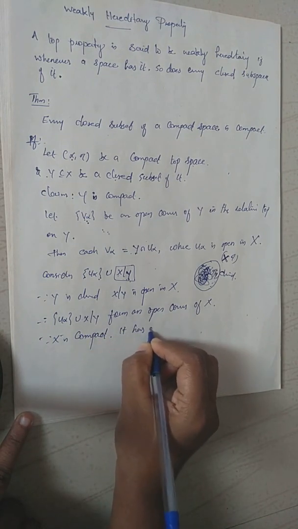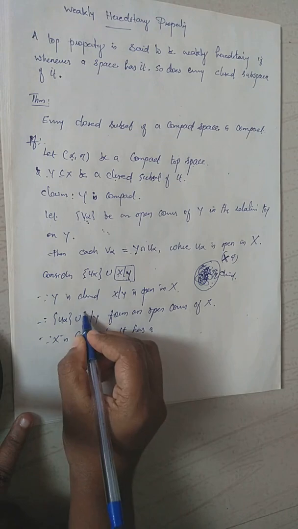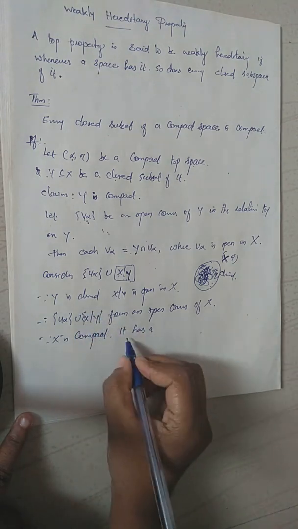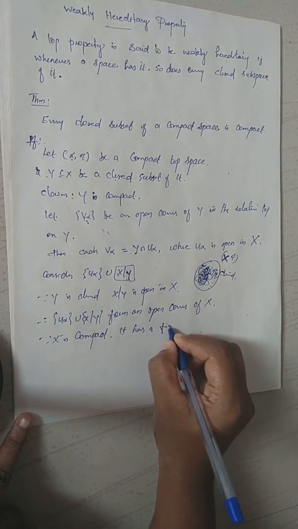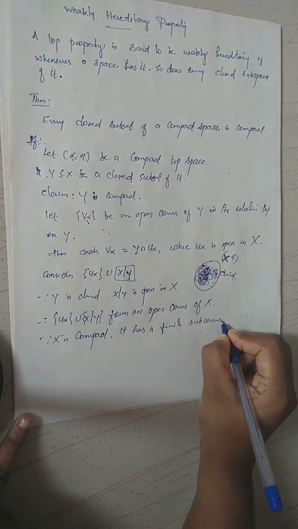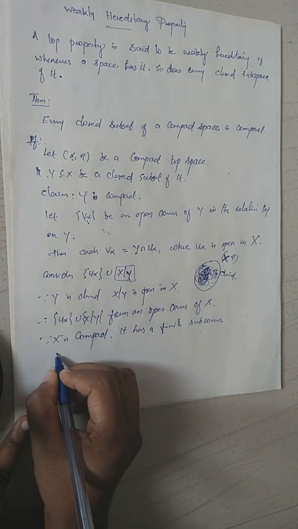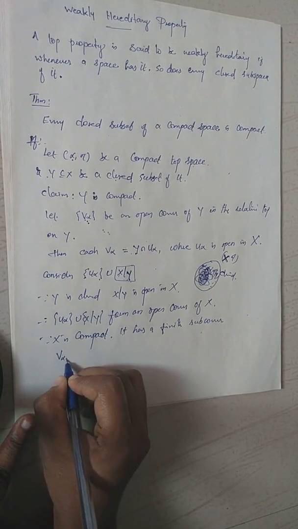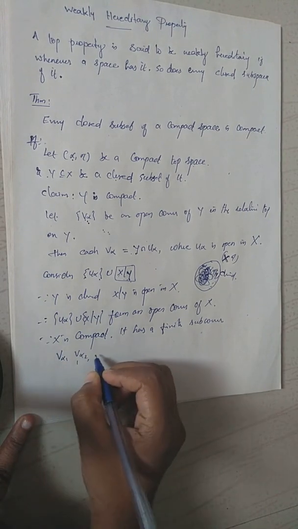It has a finite subcover, possibly containing the set X minus Y. I take some V alpha 1, V alpha 2.